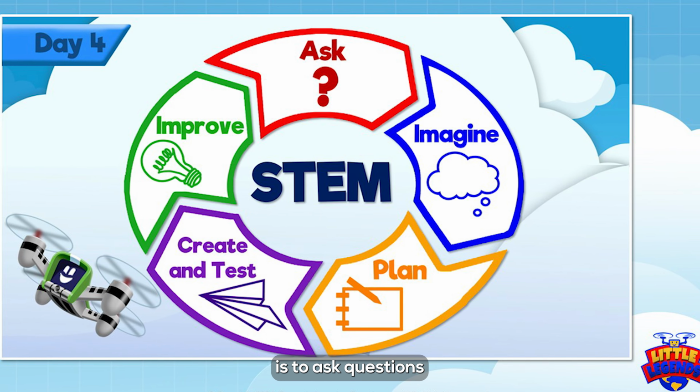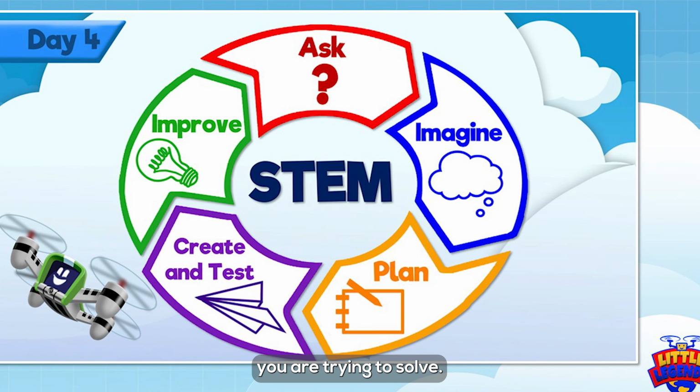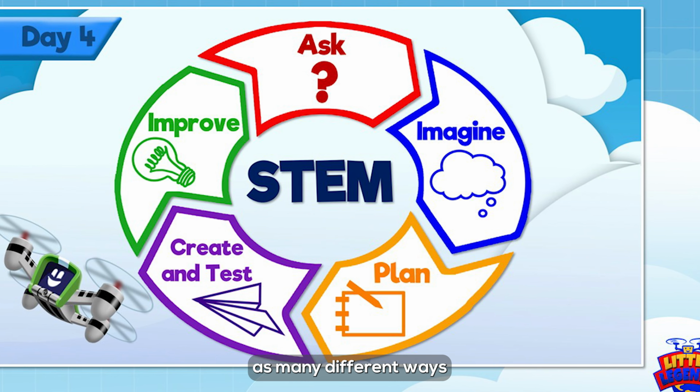The first step is to ask questions about the problem you are trying to solve. The second step is to imagine as many different ways as you can to solve the problem. The third step is to create a plan. The fourth step is to follow the plan to create your project, and then test it to see how well it does. The last step is to revise and improve your plan.